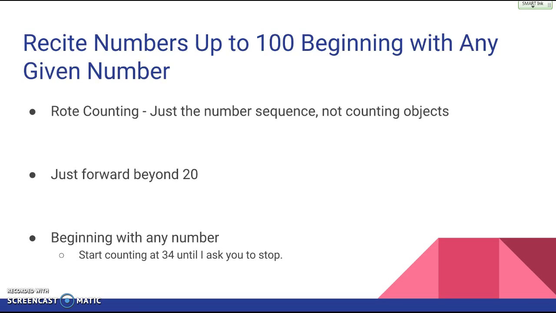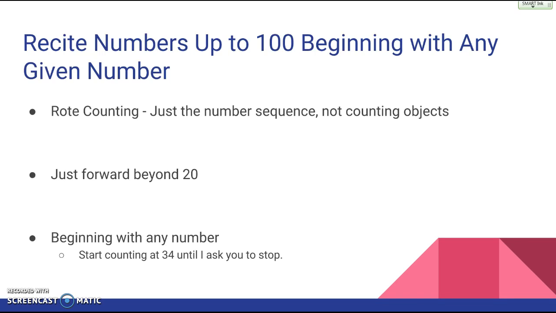They also need to be able to recite numbers up to 100, beginning with any given number. So this is rote counting. It's just the number sequence, not about counting objects. And since in this one, we're going beyond 20, then they are counting just forwards. We only ask them to count backwards within 20. And also, this is not about counting objects. We're not going to give them a set of 100 objects and ask them to count that many objects.